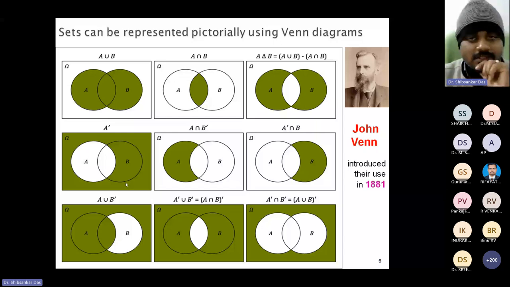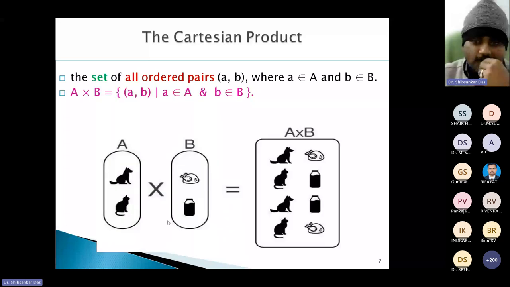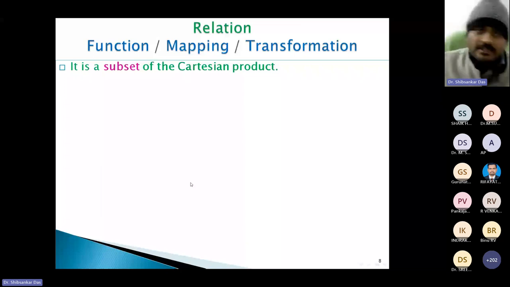Then what we need is called the Cartesian product. All of us know this; here's the picture. This is a set, this is a set, and the Cartesian product is all possible ordered pairs. Most importantly, the first element in the ordered pair comes from this set, and the second element comes from this set. That's it. And what is a relation? A relation is nothing but a subset of a Cartesian product.